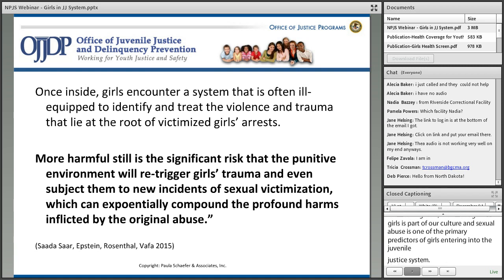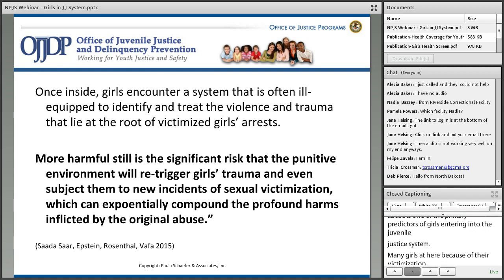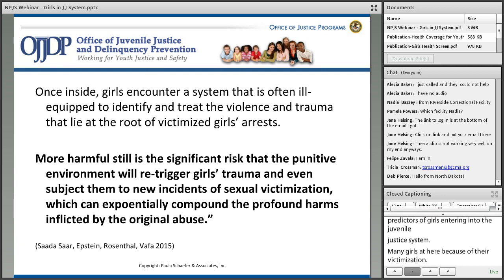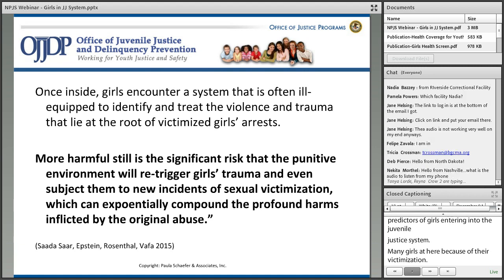Once inside, girls encounter, and this has been true since we started locking up girls back in the late 1800s, early 1900s, right? They come into a system that was designed by males for males. And then when girls don't succeed in any of our services, we typically blame girls rather than looking at our own system that was never designed for girls in the first place. And part of it is because we just don't necessarily identify and treat the violence and trauma that really is the root of victimized girls' arrest.